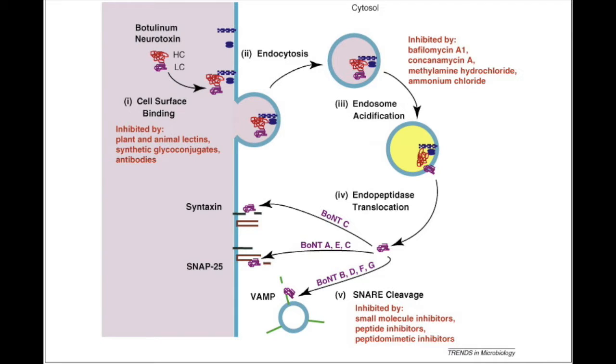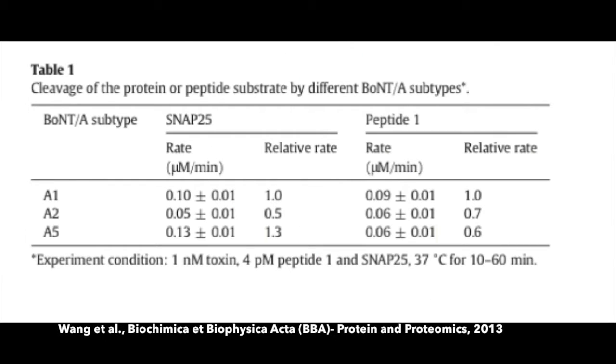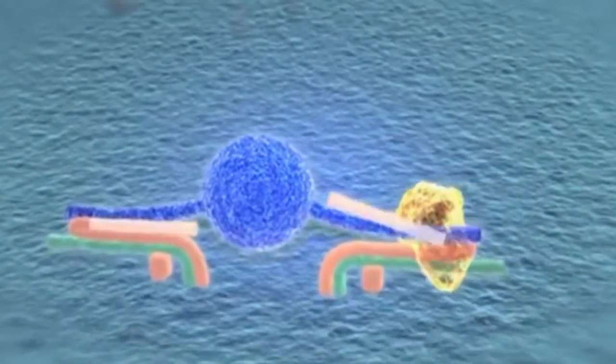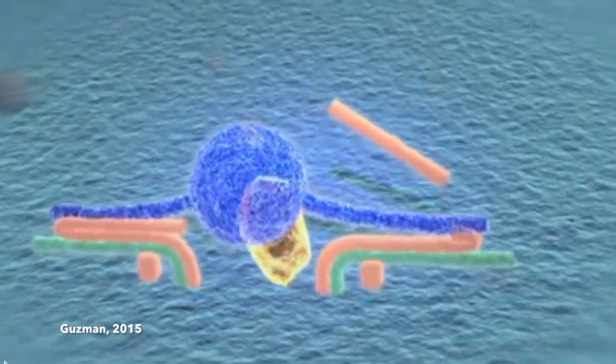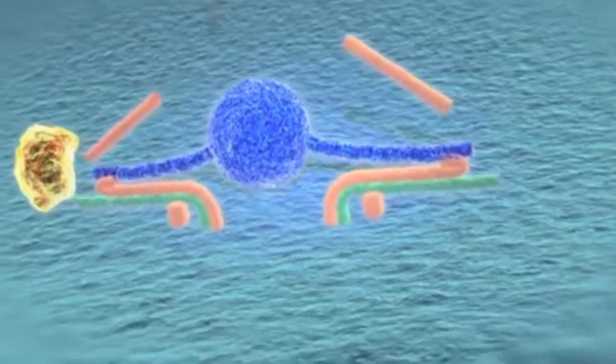Wang et al. found that the toxin has a high endopeptidase activity, as well as distinctive cleavage efficiency when binding the SNAP25 substrate. In this study, the activity of subtype A1 was compared to that of A5, a different subtype of the toxin. SNAP25 binding was compared with an optimized control peptide substrate for an in vitro toxin activity assay.